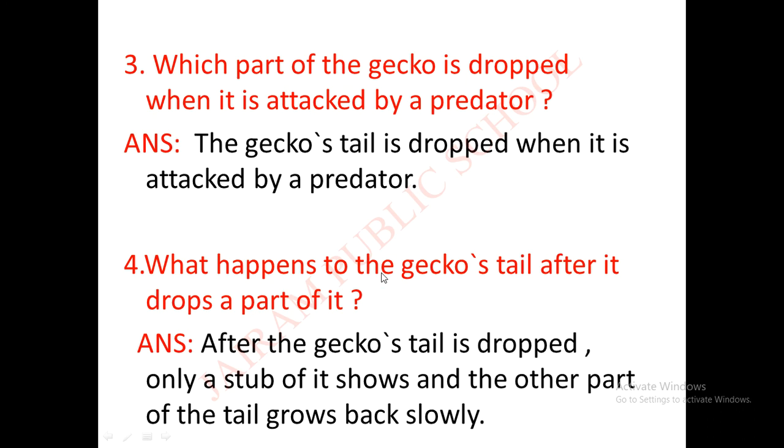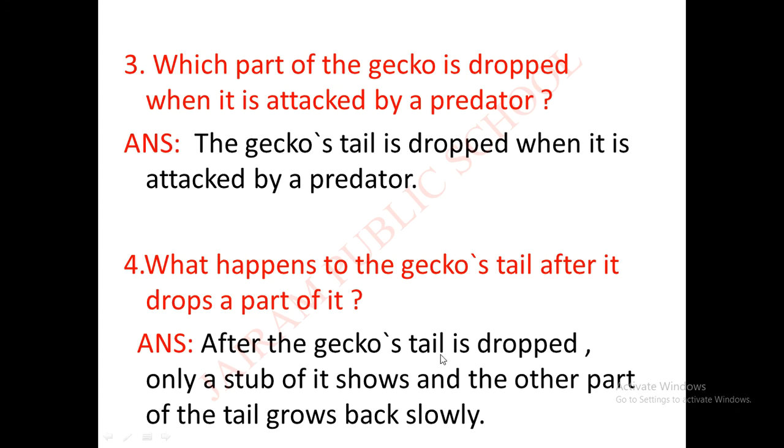Next, go to the fourth question. What happens to the gecko's tail after it drops a part of it? Repeat all of you. What is the answer for this question? After the gecko's tail is dropped, only a stub of it shows and the other part of the tail grows back slowly.